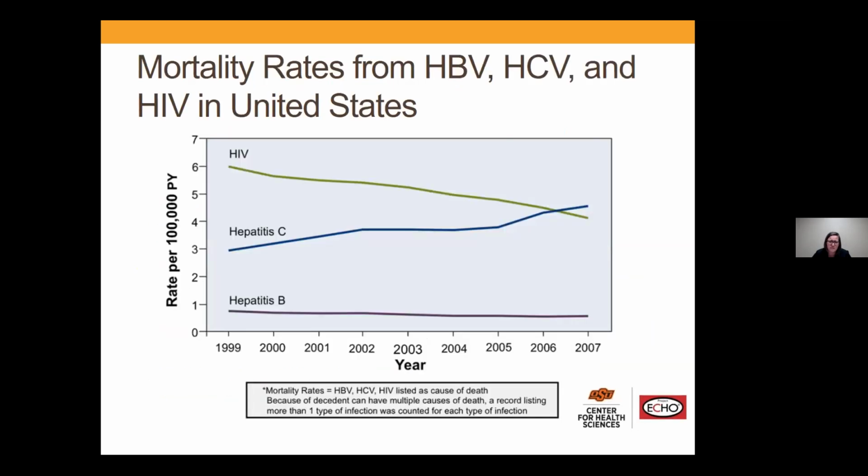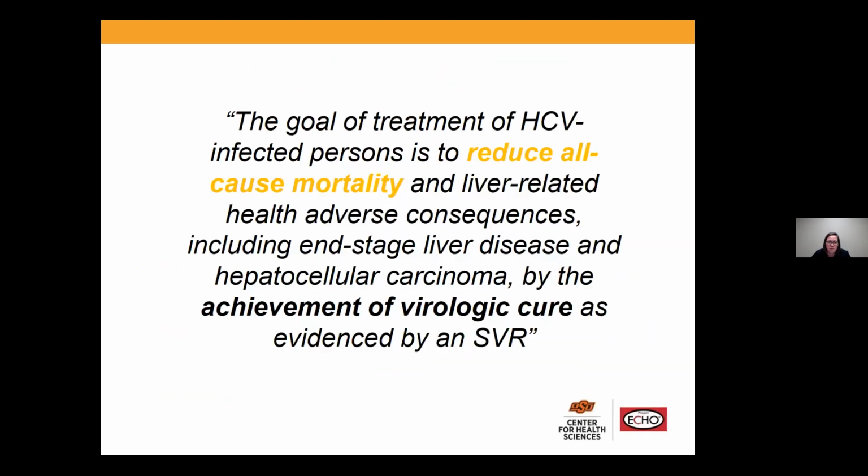This slide just emphasizes that deaths due to hepatitis C in the United States actually outnumber deaths due to HIV. And actually it's all other reported infectious diseases combined. So the rate for deaths from hepatitis C is greater than everything combined that's reportable. The goal of treatment for hepatitis C then is to reduce all-cause mortality and reduce liver-related adverse health consequences. So we're talking a lot about end-stage liver disease and hepatocellular carcinoma.